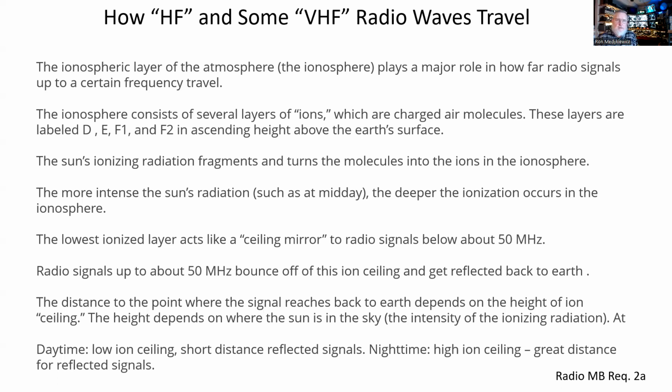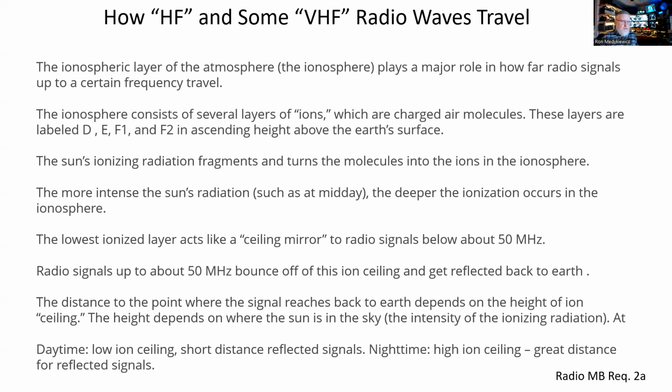So let's explore how radio waves actually propagate from an antenna to a receiver. The ionospheric layer of the atmosphere, the ionosphere, plays a major role for these particular groups of frequencies, the HF and VHF groups of frequencies.